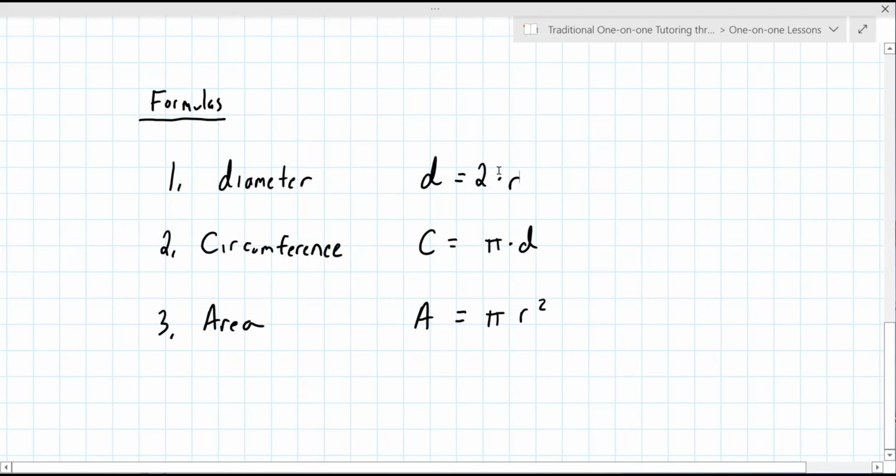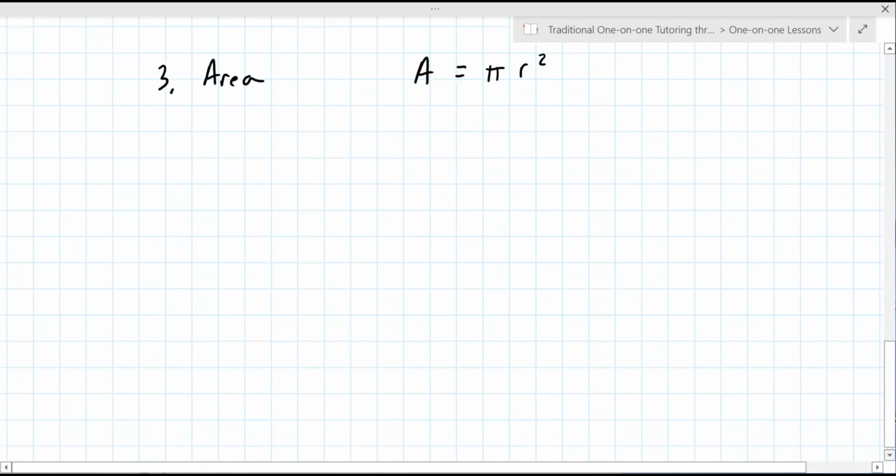Okay. Do you have these formulas written down in front of you? Because we're going to need them for the next couple of problems we're going to do. Yeah, I got that down. You have them written down. Great. Okay, so let's look at a circle here.